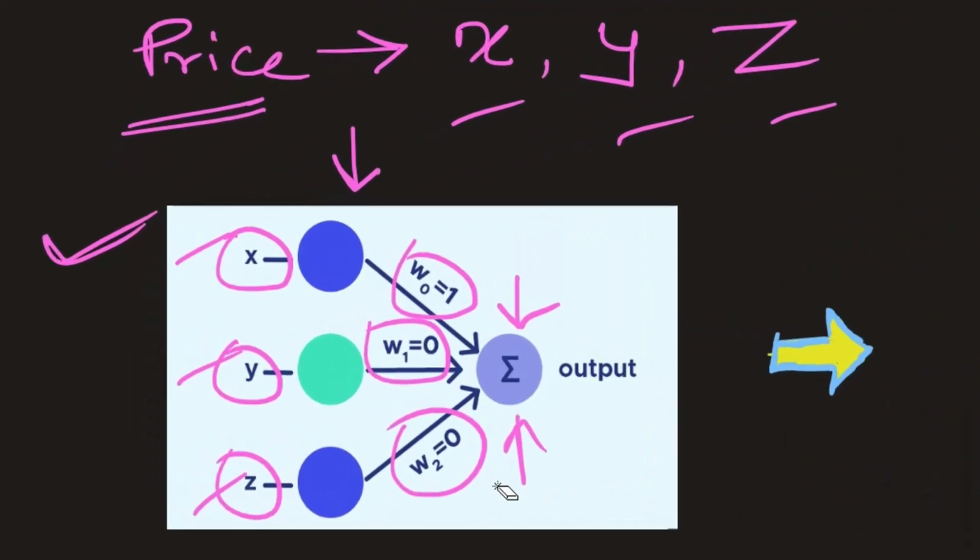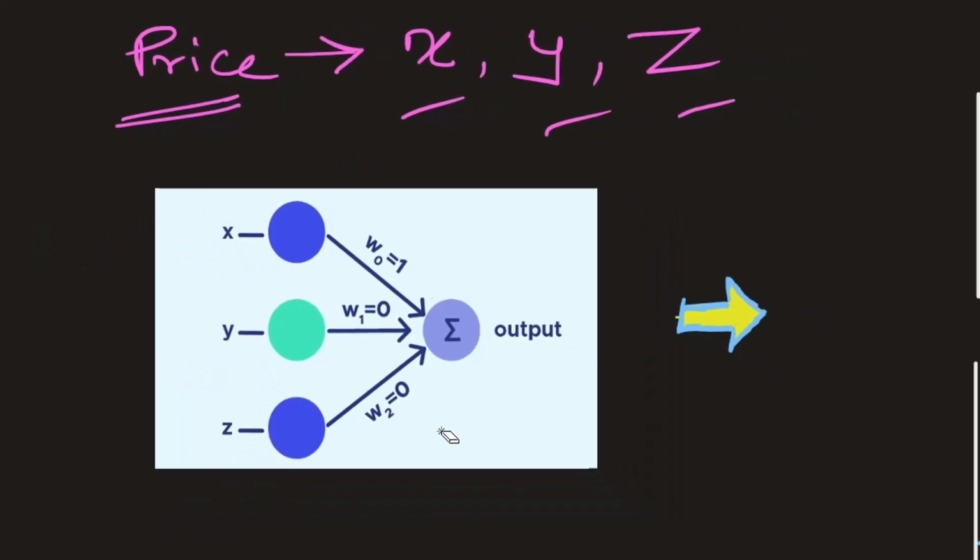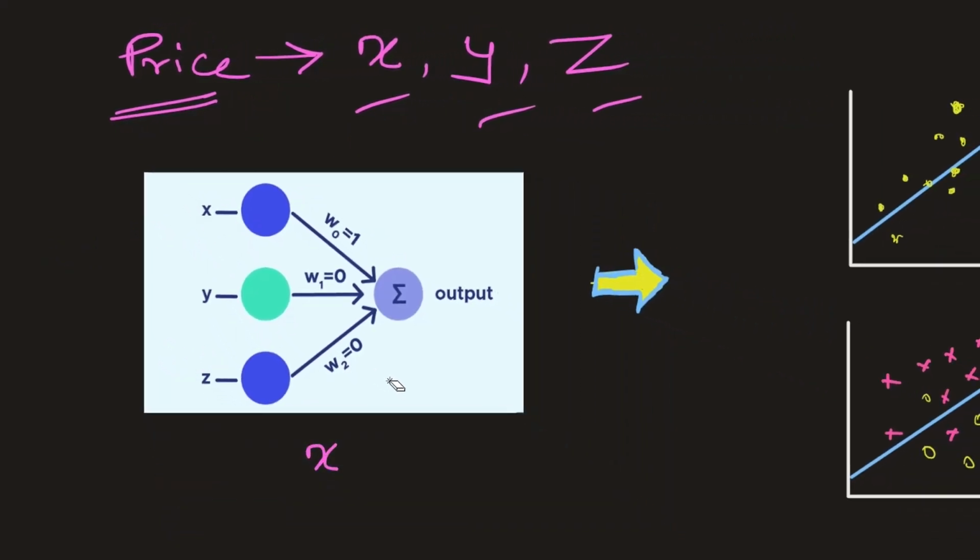And I will try to explain with the help of an equation what exactly is happening over here. First of all, I will quickly erase all this. So we have our first feature X, and the weight assigned to X is W0, plus the second feature which is Y, and the weight assigned to this feature is W1, plus the third feature which is Z, and the weight assigned to this feature is W2.